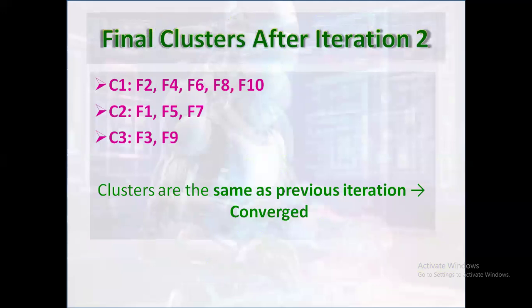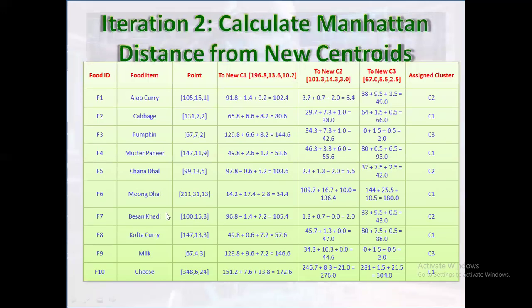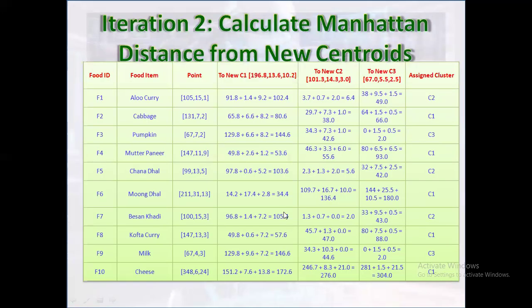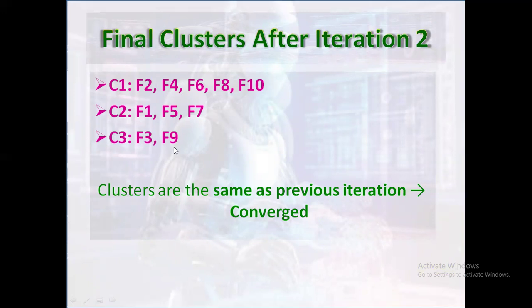So the final clusters after iteration 2. Once the assignments are completed, we find that the clusters did not change from iteration 1 to iteration 2. So C1 has F2, F4, F6, F8 and F10. In the previous case also we got the same values. Similarly C2 has F1, F5, F7, and C3 has F3 and F9. So this means the algorithm has converged. The centroids no longer shift significantly and the data points remain in the same cluster. Hence the clustering process is complete.